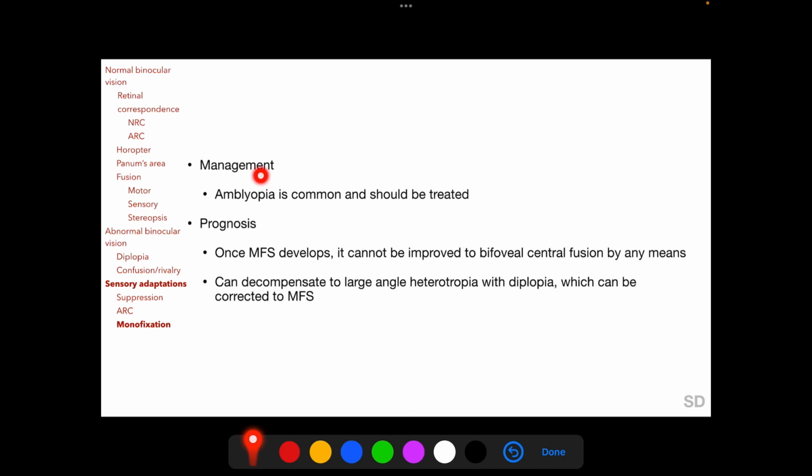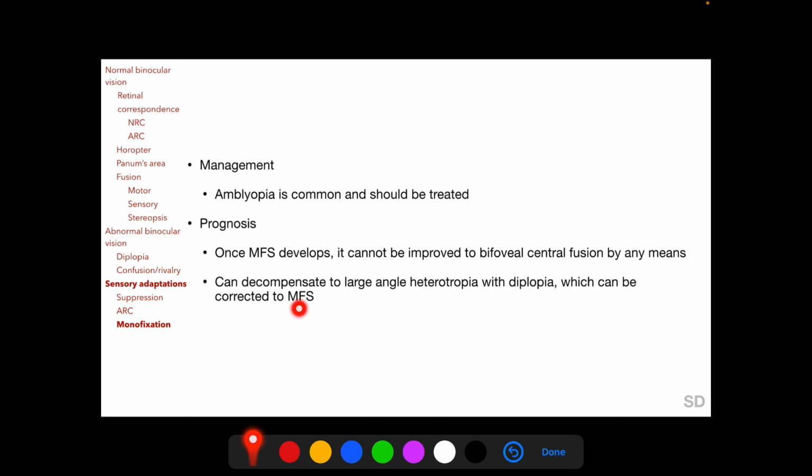Management of a patient with monofixation syndrome is the treatment of the associated amblyopia, which commonly develops in these patients. Once monofixation syndrome develops, it cannot be improved to bifoveal central fusion or normal retinal correspondence by any means. Monofixation syndrome can later decompensate to large angle heterotropia with diplopia, particularly in adulthood, but this can be corrected back to monofixation syndrome status.